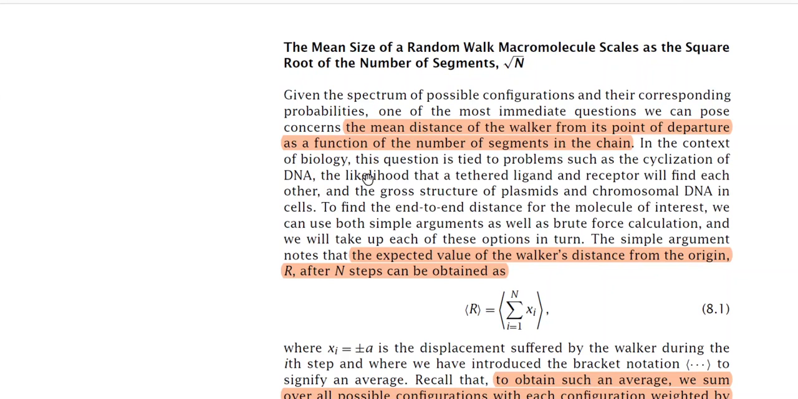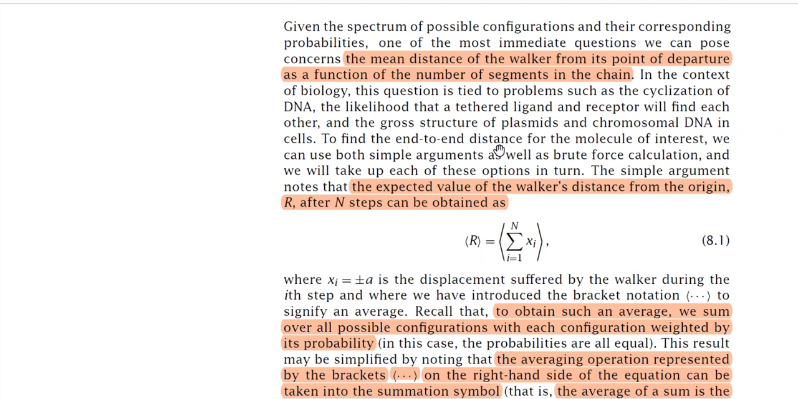In the context of biology, this question is tied to problems such as the cyclization of DNA, the likelihood that a tethered ligand and receptor will find each other, and the gross structure of plasmids and chromosomal DNA in cells. So this particular problem has several applications as stated here. To find the end-to-end distance for the molecule of interest, we can use both simple arguments as well as brute force calculation, and we will take up each of these options in turn. At first, in this lecture, I will discuss the simple arguments.